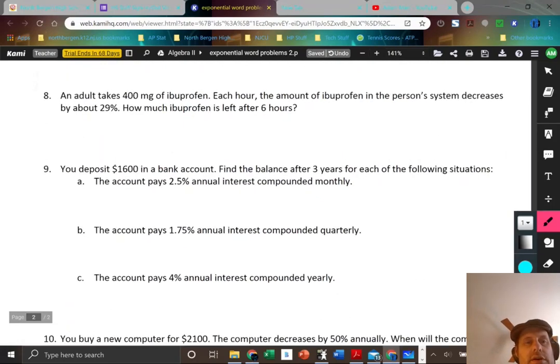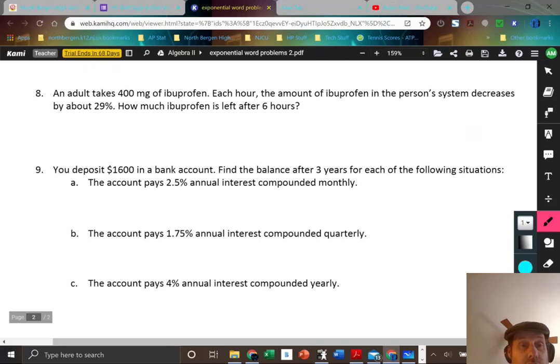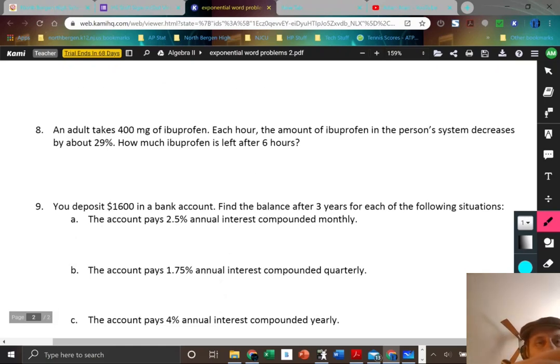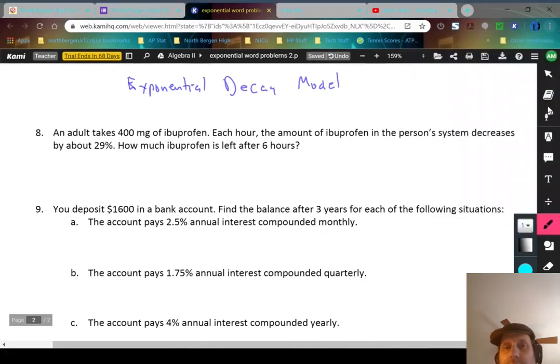So number 8, let's do first. An adult takes 400 milligrams of ibuprofen. Each hour, the amount of ibuprofen in the person's system decreases by 29%. So how much ibuprofen is left after 6 hours? So this is going to be an exponential decay model, or formula, model, whatever word you want to use. All right, so no problem right here.